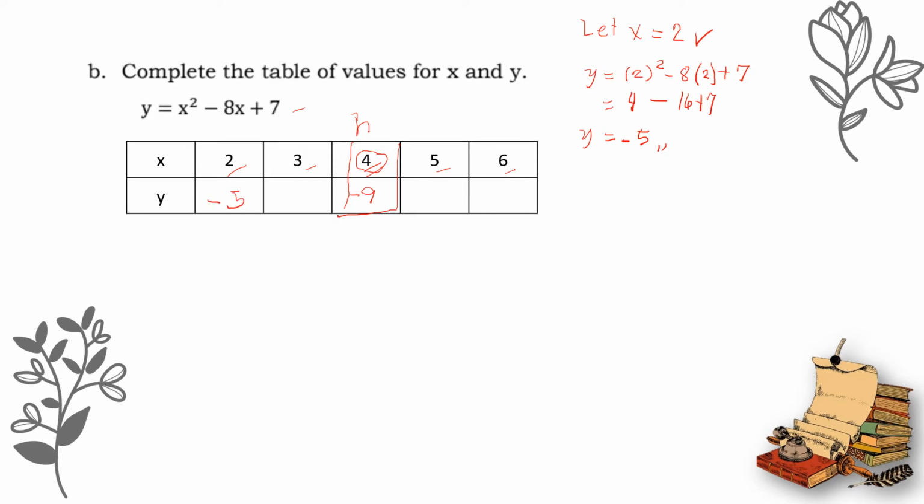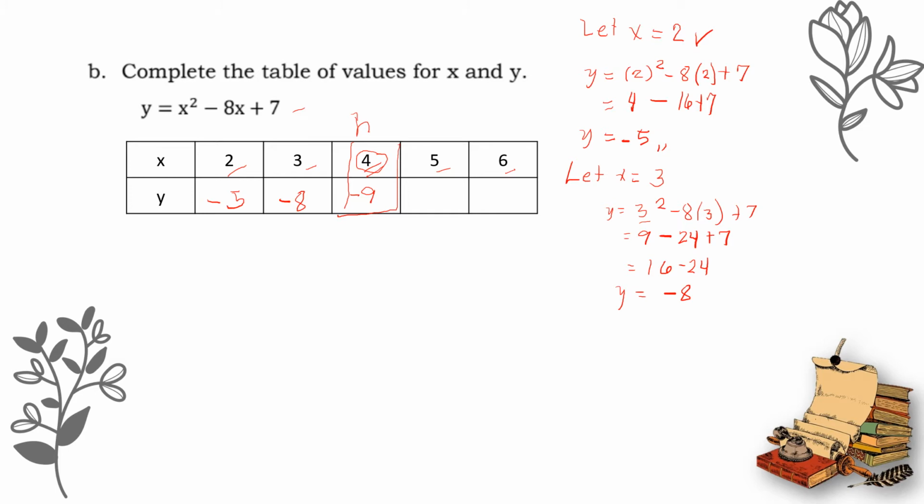Ayan. Same with the x as value, the value of x as 3. So, ile-let nyo lang din po. Let x is equal to positive 3. So, palitan po lahat. y now is equal to 3 squared minus 8 times 3 plus 7. So, magiging 3 times 3, you need to multiply the base twice itself. 9, negative 24, plus 7. So, 9 plus 7, that is 16, minus 24. So, y now is equal to negative 8. So, kapag ang x mo daw ay 3, ang y mo po ay negative 8.